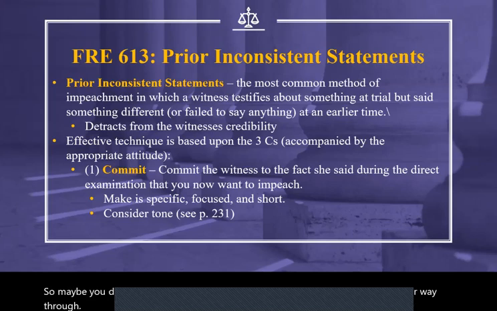But when you commit somebody to something, usually it's going to be based upon what you're trying to show, right? Are they lying? Are they misremembering? Has it been 3 years since they gave that statement and they probably don't remember exactly what happened? Those are very different scenarios where you're going to take on a very different tone.